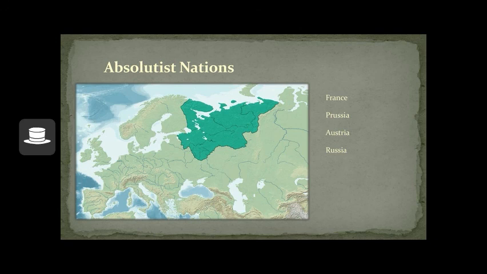I mean, nowadays Russia is something like 11 time zones. The US has like 3. So it's a massive, monster country. And Russia during the early modern period is going to become absolutist under its great king, Peter the Great. And it's going to increasingly involve itself in European affairs.